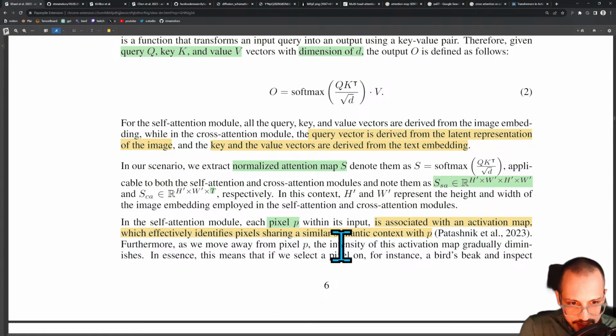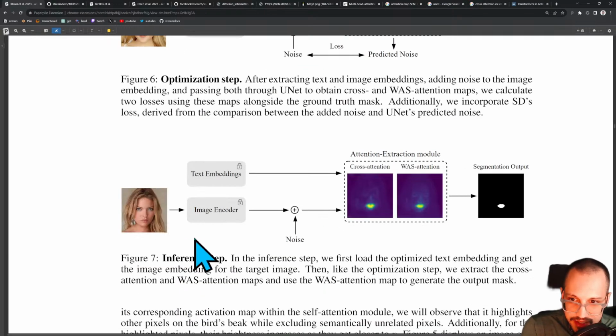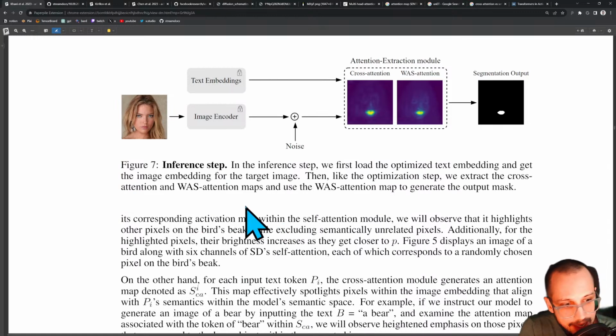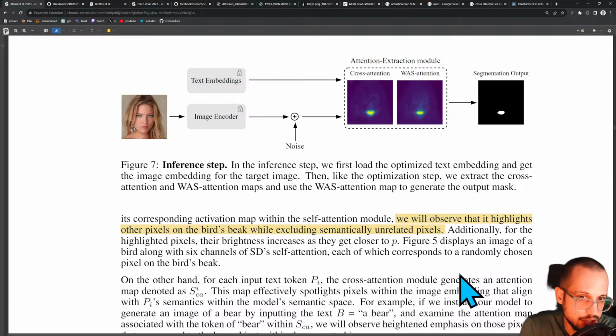Furthermore, as we move away, the intensity of this activation map gradually diminishes. This means that if we select a pixel on, for instance, a bird's beak and inspect its corresponding activation map within the self-attention, we will observe that it highlights other pixels on the bird's beak while excluding semantically unrelated pixels. Right, and that's kind of the key observation, that you don't even need to go to the cross-attention map. Even just within the self-attention map, you will be able to basically get segmentations, and that's kind of what they're showing you here, where you have this picture of this lady.